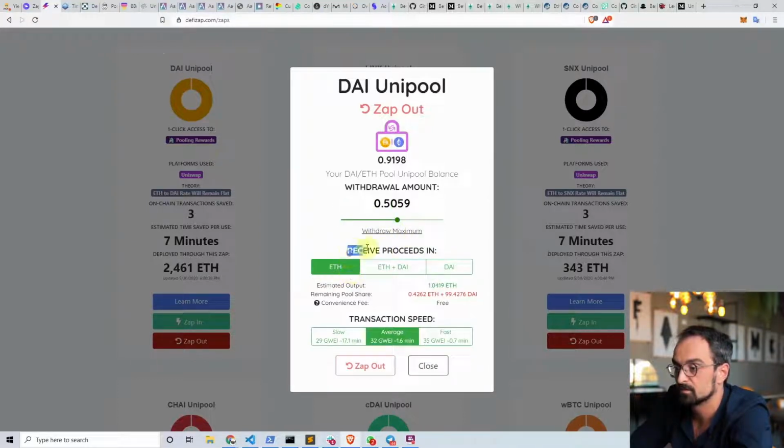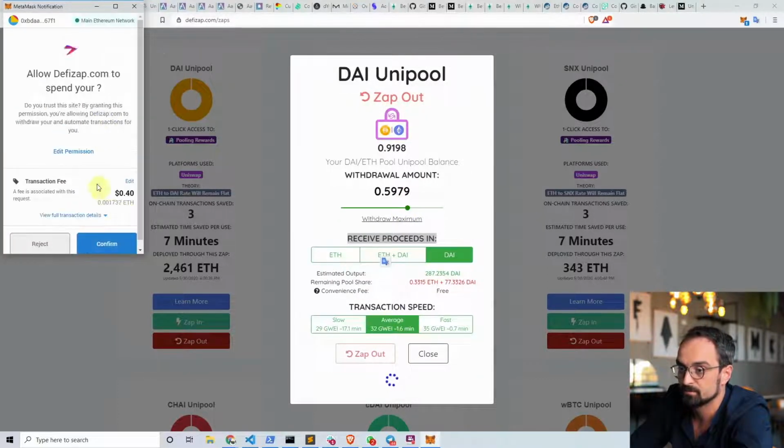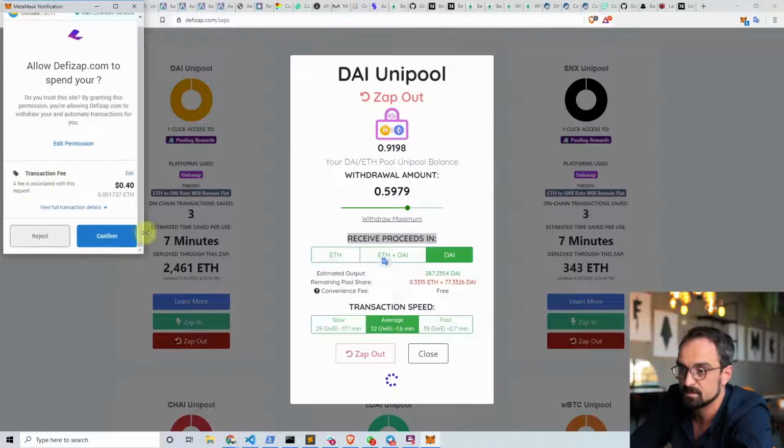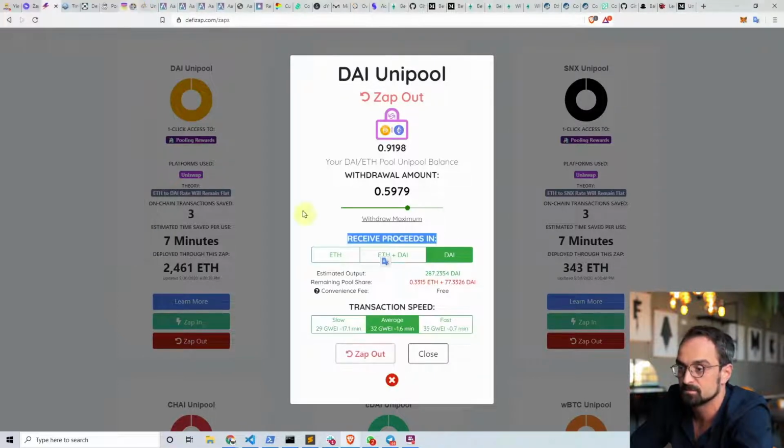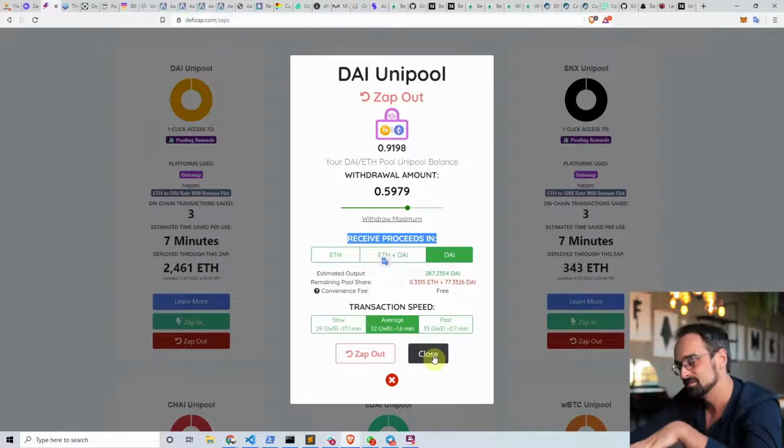I can say I want to receive all of my earnings in ETH, or I want to receive all of my earnings in DAI, and I want to zap out. I click. And then it says, okay, you just have to pay 40 cents and you zap out of this position. It's really cool, makes it much cheaper than what we're used to. As you know, the problem with some of these strategies is that the gas costs are pretty high.